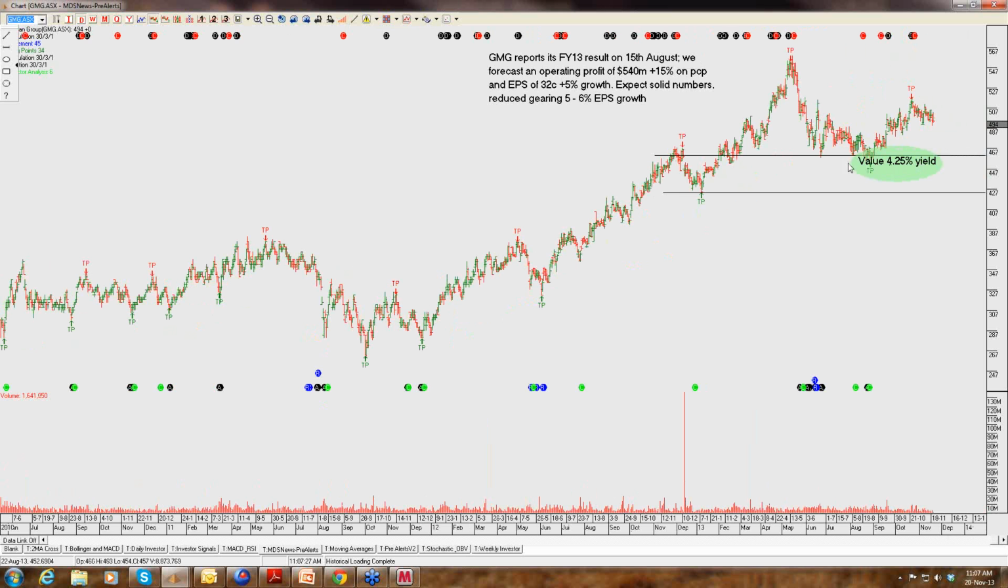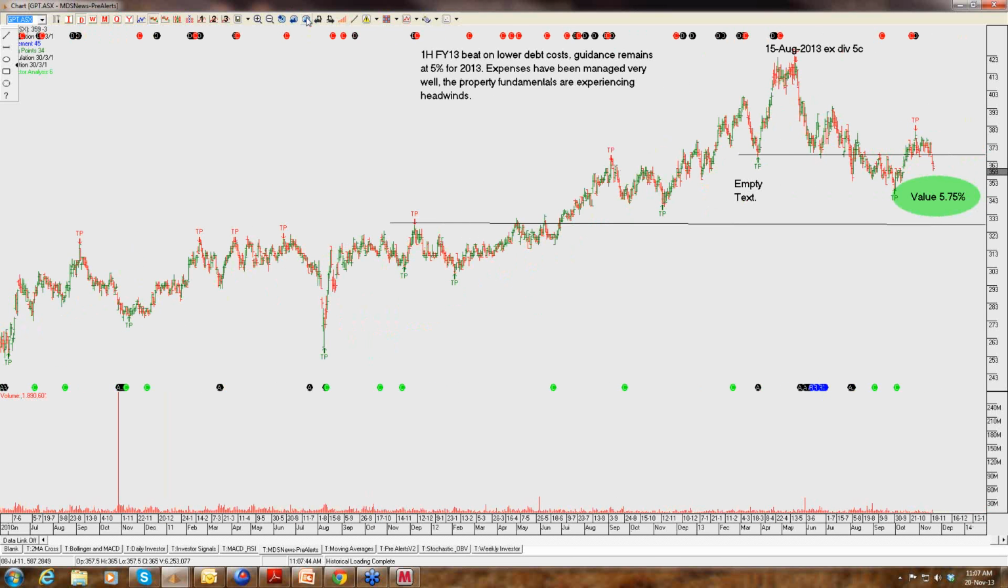Goodman Group, at around a 4.25% yield down here, the stock was looking attractive, but as it compresses up here with only around 3 to 5% EPS growth in the 12 months ahead, I think the stock looks pretty expensive. Expect it to move sideways. GPT, now we've seen GPT come in and win the bid for CPA.